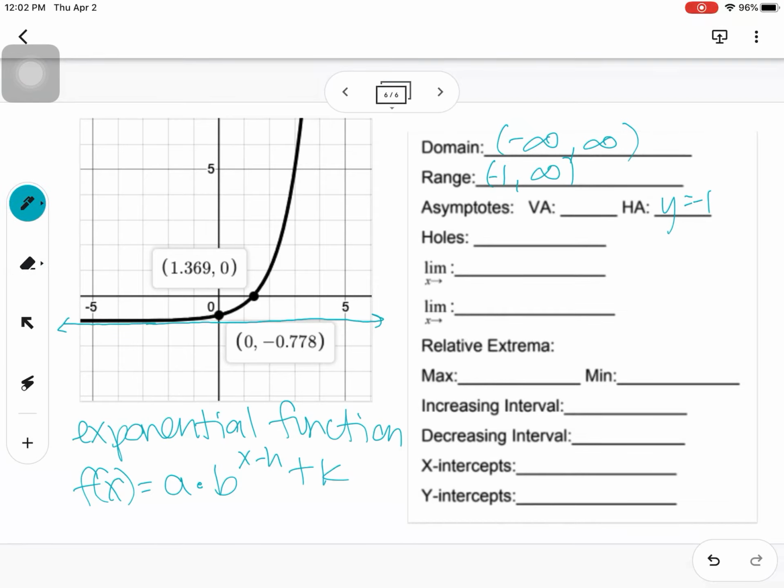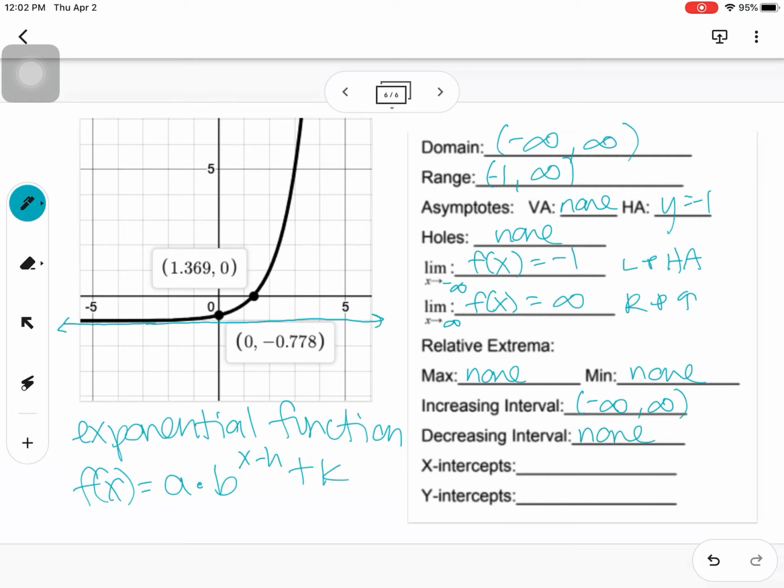Let me make this a little prettier. Exponential functions did not have vertical asymptotes or holes. I'm going to go ahead and write none there. On the left-hand side of my graph, it's going to the horizontal asymptote. On the right side of my graph, it's going up forever. So it's going to be infinity. These don't turn around and change direction or have a real high or a real low, so I'm going to put none. This function here is only increasing, so negative infinity to infinity as it goes up to the right. None under decreasing.